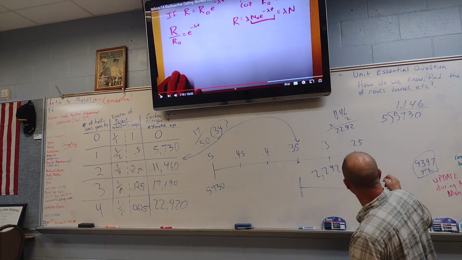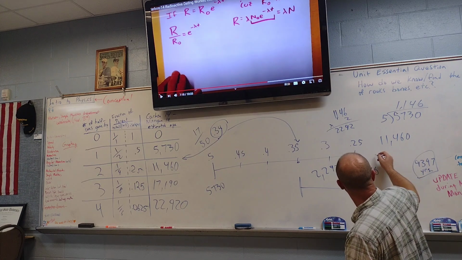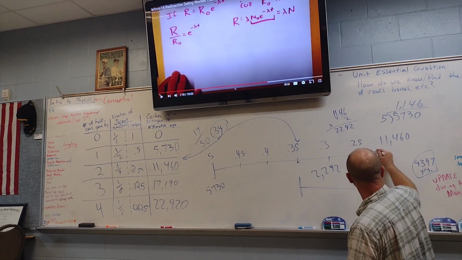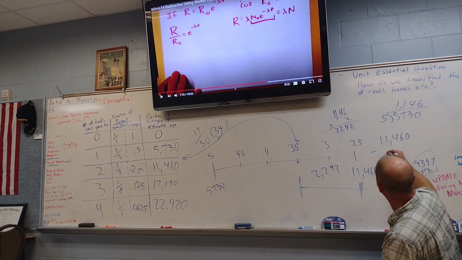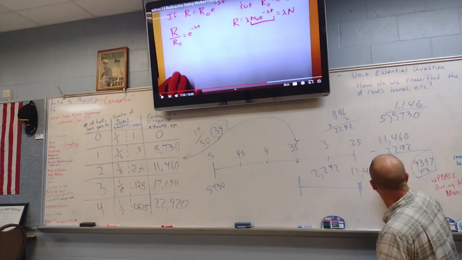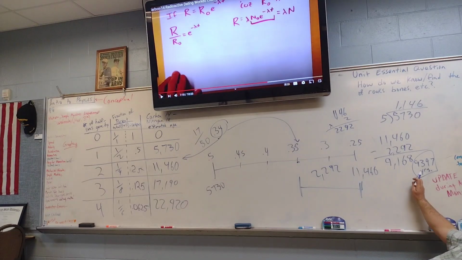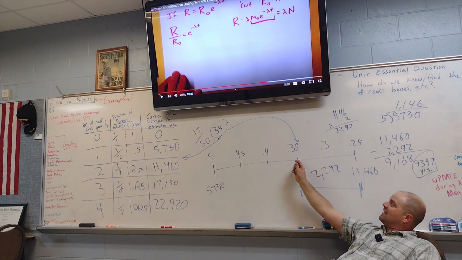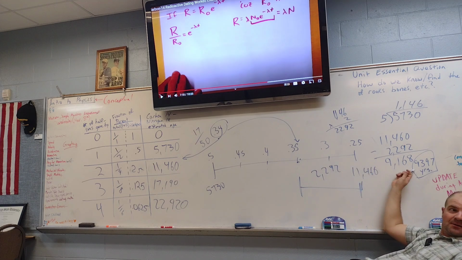So we're going to say 11,460 minus the amount of time back to our sample. So it would be minus 2,292. 9,168. It's not exact, but it's close. And remember, we know it's a little bit to this side, so it would be a little higher.